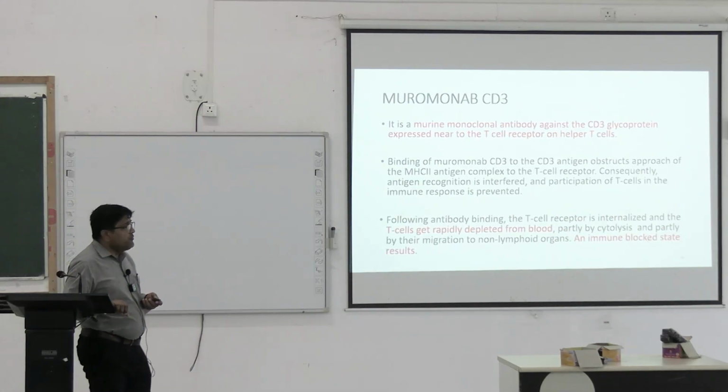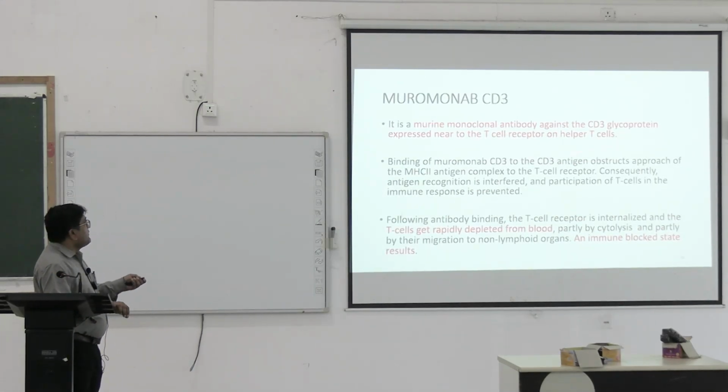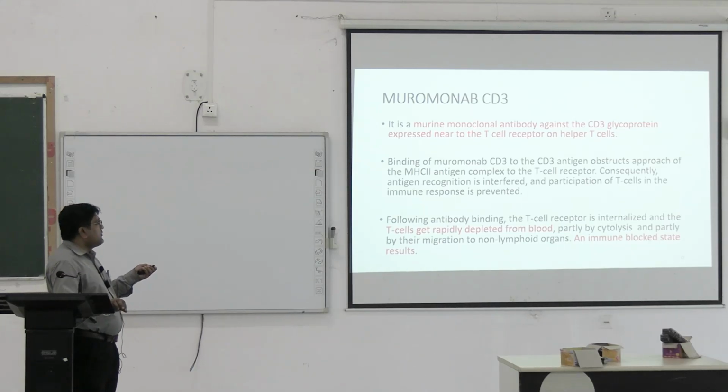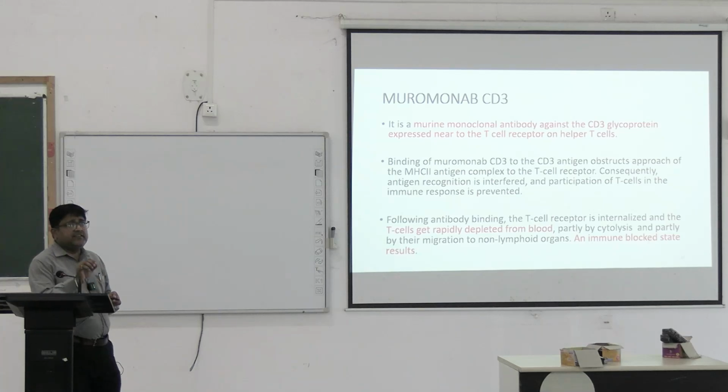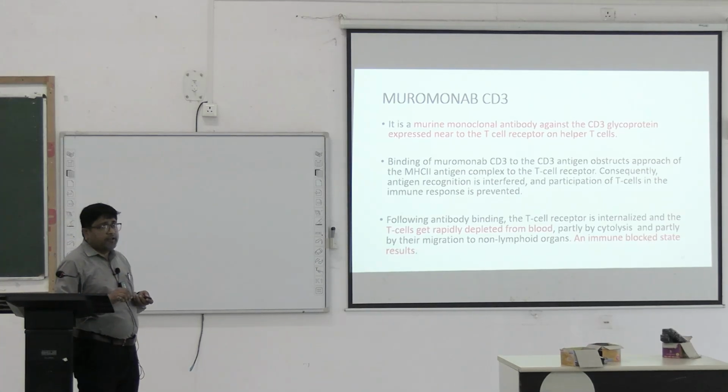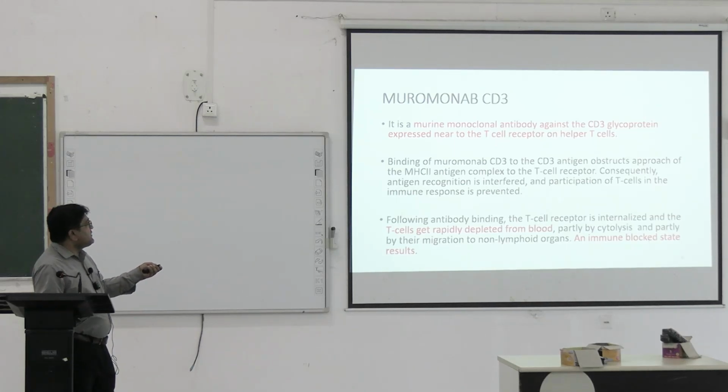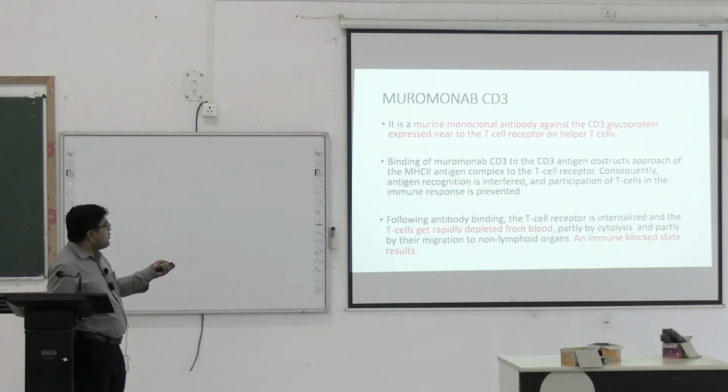Coming to the next class, Muromonab CD3 is a murine antibody, obtained from the mouse. It is a murine monoclonal antibody against the CD3 glycoprotein. CD3 is expressed on the T helper cell, near the T cell receptor. Now, what happens when muromonab CD3 binds to the CD3 antigen?